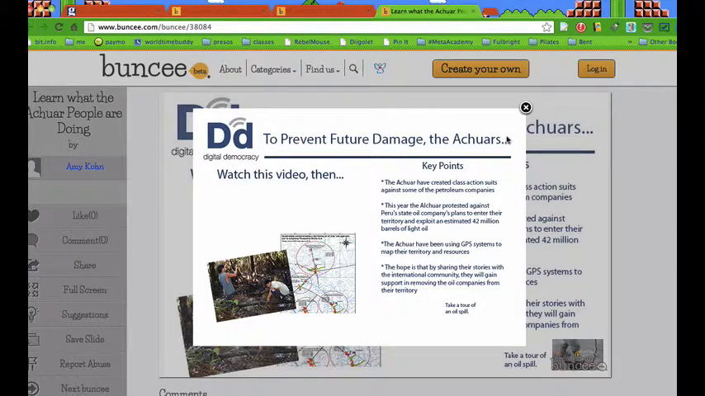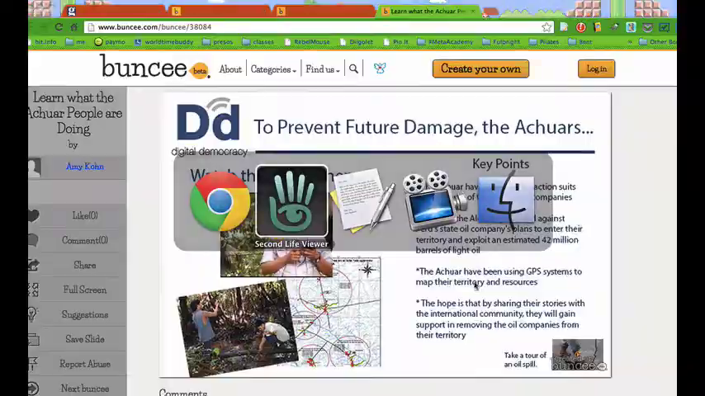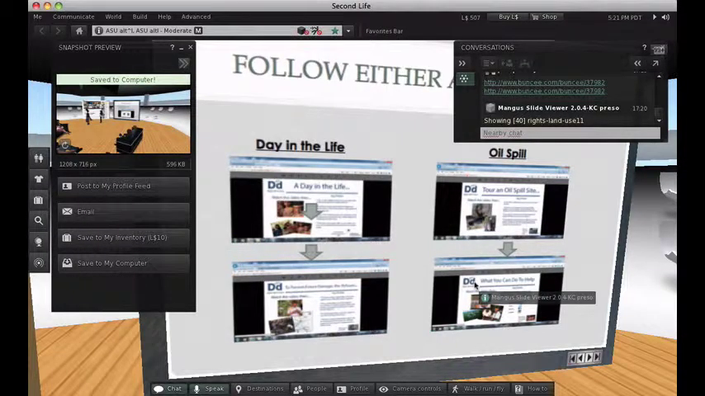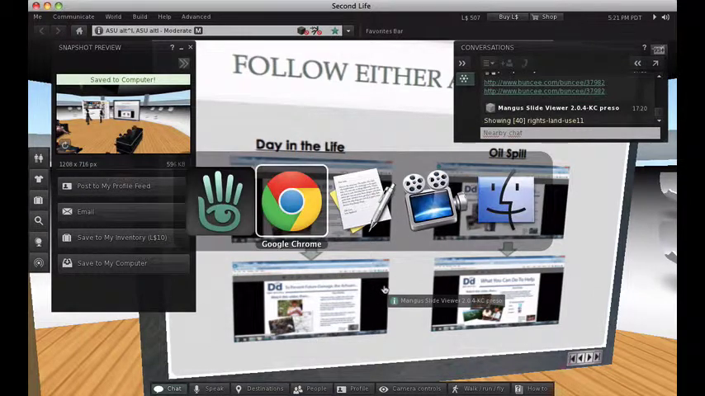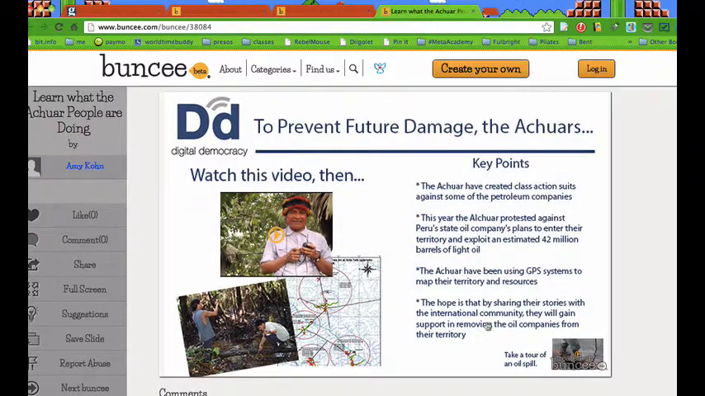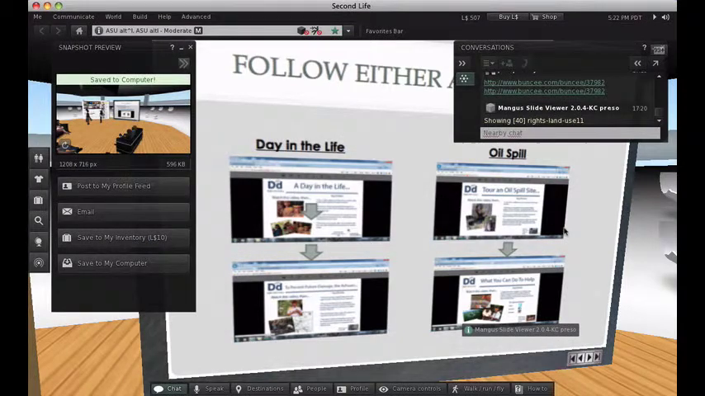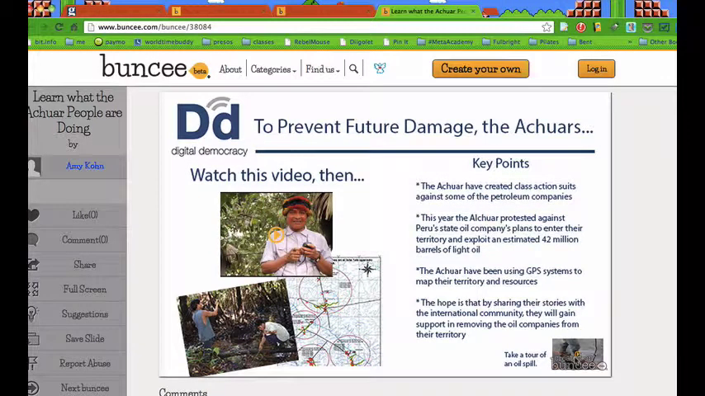And then at the bottom, there's a link to another landing page, which takes you to what you can do to help. There's a video that tells you what you can do to help. There's additional information as well as direct links to all of the social media pages of Digital Democracy. And then finally, there's a video at the end which takes you back to the front where you can have a chance to watch a day in the life of the Ashuar people.